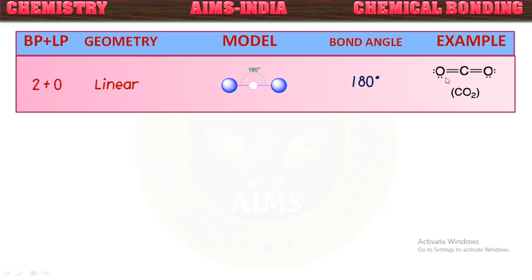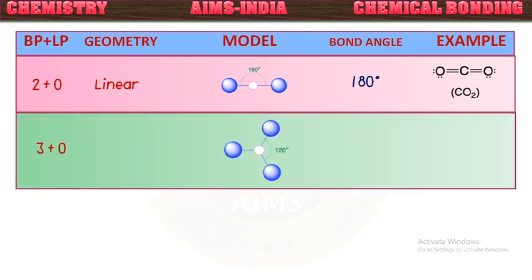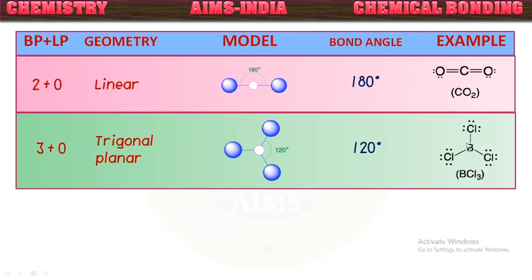And next, the molecules with three bond pairs and no lone pairs. Then three bonded atoms spread in space in a trigonal planar shape around the central atom, and the bond angle will be 120 degrees. Examples for this kind of molecule are boron trichloride, boron trifluoride, etc. Only three bond pairs are there on the central atom, so they exist in a trigonal planar shape.